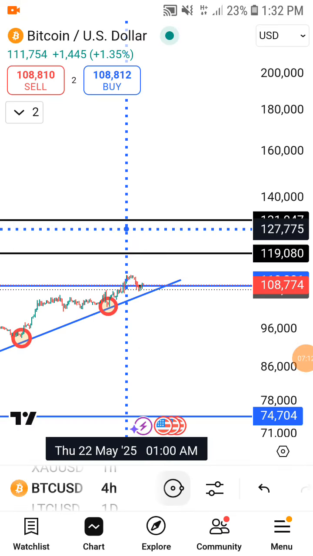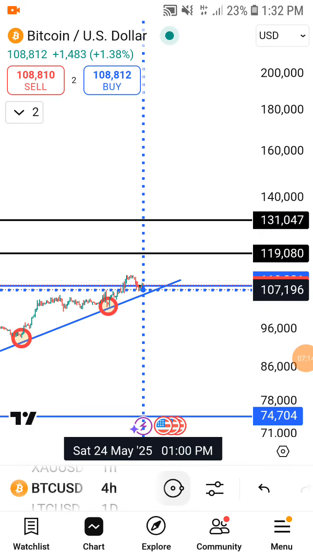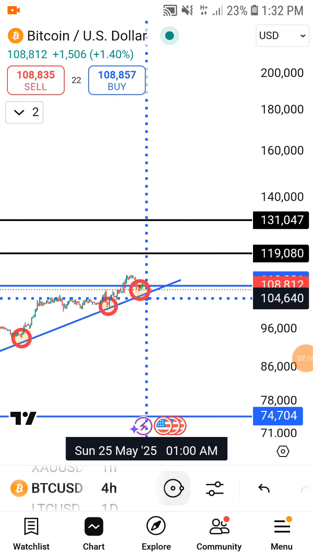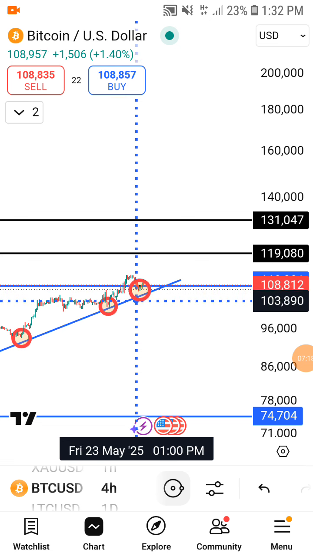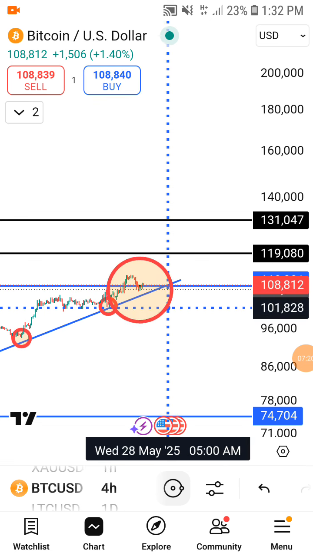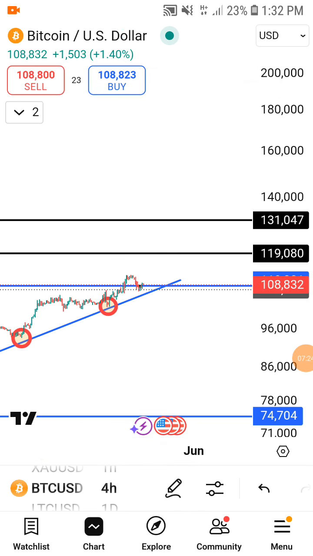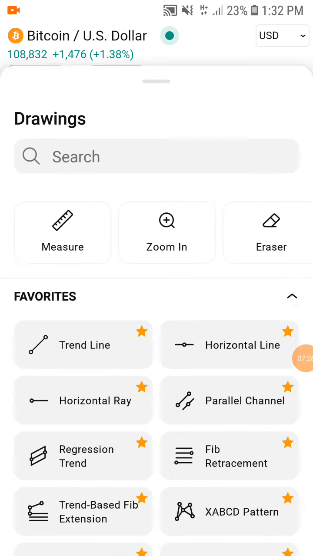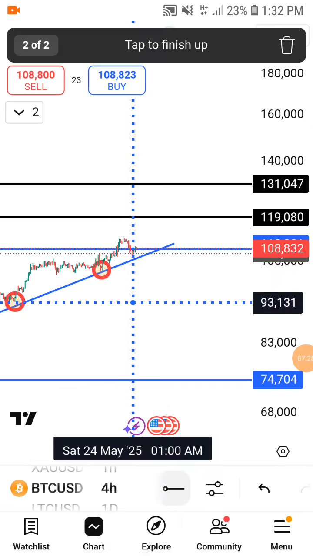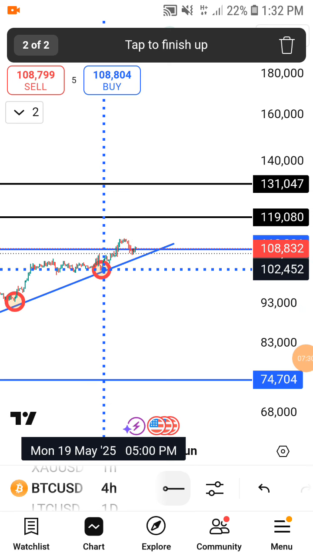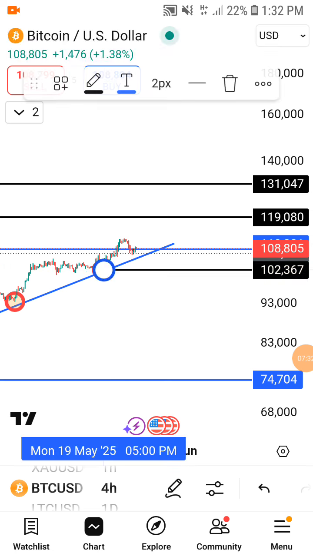This last touch, the second to the last touch, is going to be your stop loss, because risk management is the key. Market can do anything. Risk management is the key. This second to the last touch is going to be your stop loss to manage your risk properly.